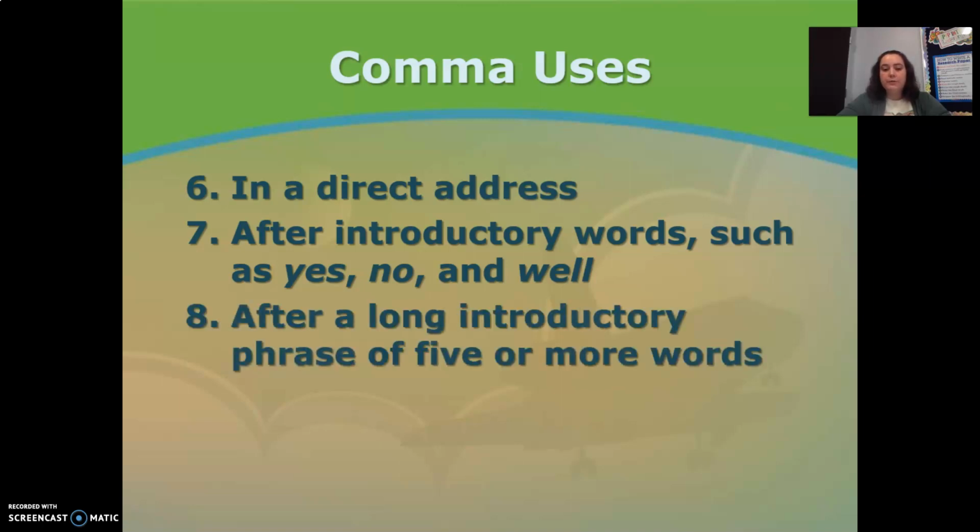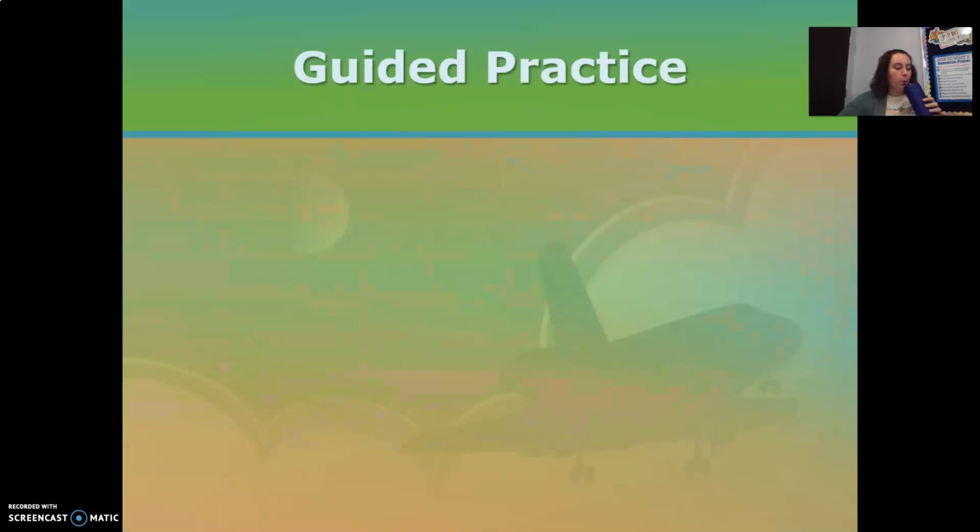After a long introductory phrase of 5 or more words, like if you have a dependent clause at the beginning of your sentence, like, in the early morning hours, the city seems to sleep. So when you have a phrase at the beginning.